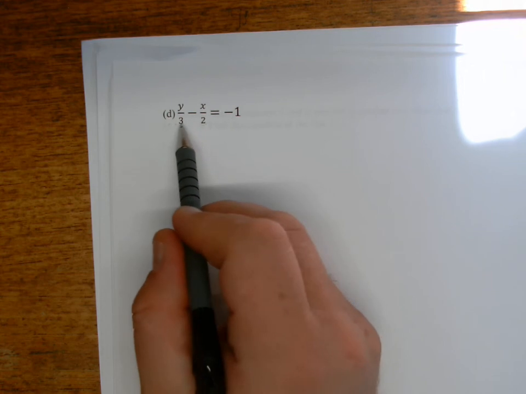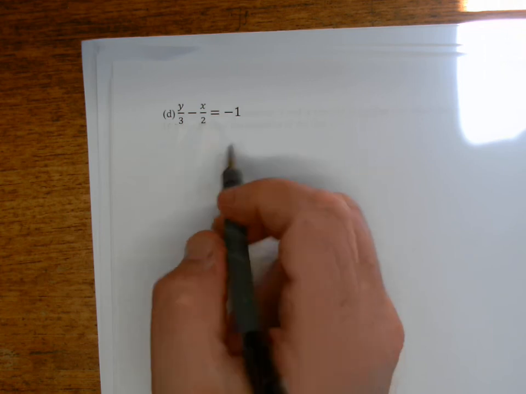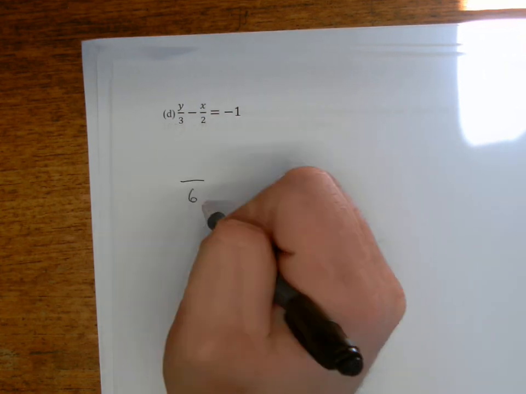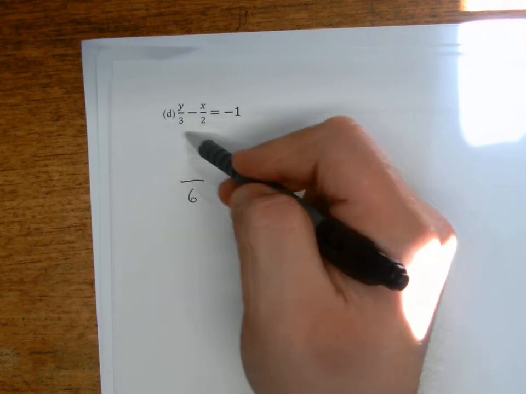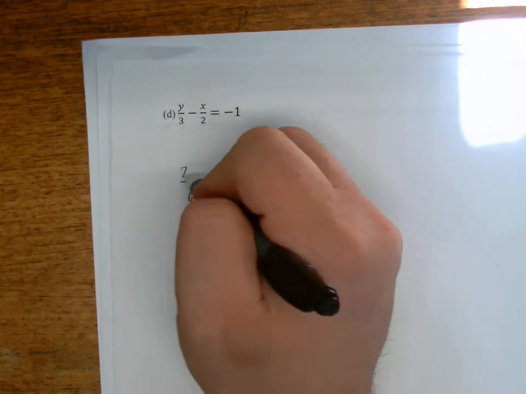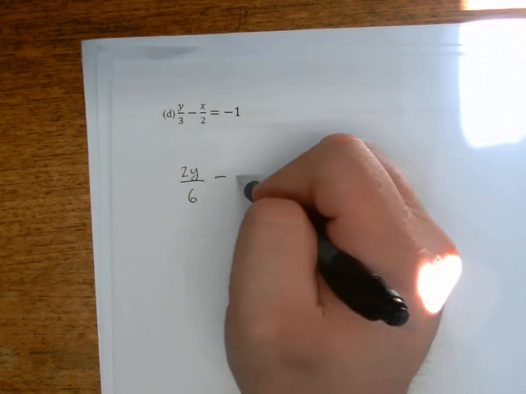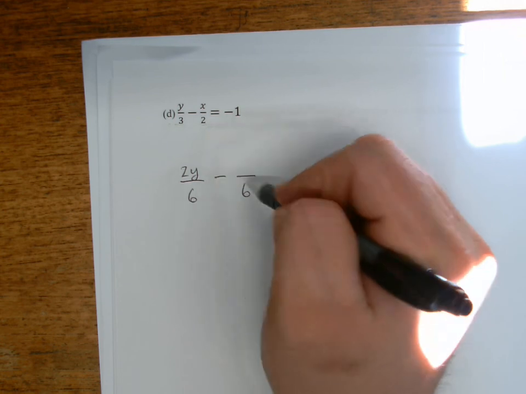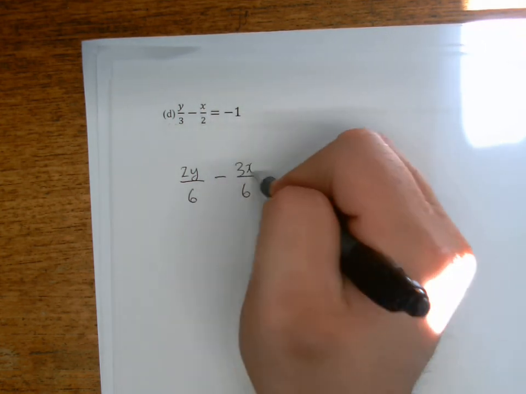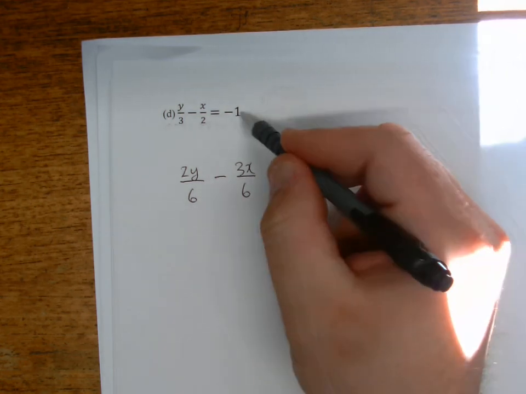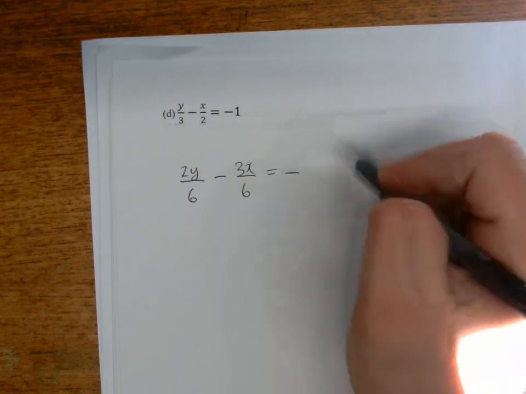We could change this to 6 by doubling. We can change this to 6 by tripling. So in this case, if I change that to 6, well, I've doubled 3 to get to 6. So that means I've got to double the top, so I get 2y here. The bottom there, I need to triple that to get 6. Times it by 3, that gives me 6, so I've got to times the top by 3, so I get 3x. Now, what you find is, if you do the same to the other side, make that so it's out of 6, it just becomes so much easier.